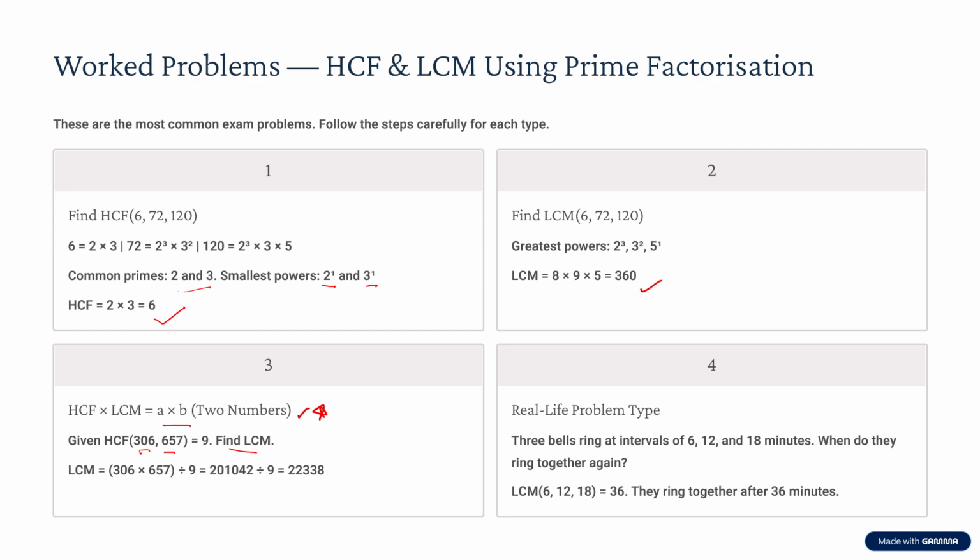First HCF of the numbers and divided by 9. So you get the LCM. Okay. So let us take a real life problem type. 3 bells ring at intervals of 6, 12 and 18 minutes. When do they ring together again? So using the same method, we can find that they will ring together after 36 minutes.